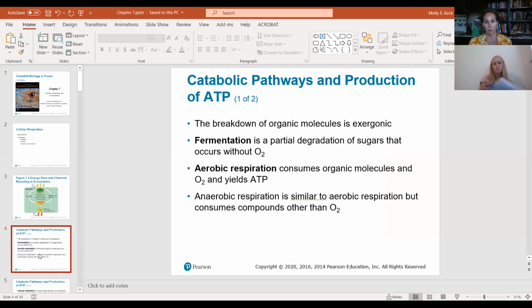So when you break down those organic molecules, and remember our organic molecules were lipids, sugars, proteins, and nucleic acids, well, we are consuming really proteins, lipids, and sugars.